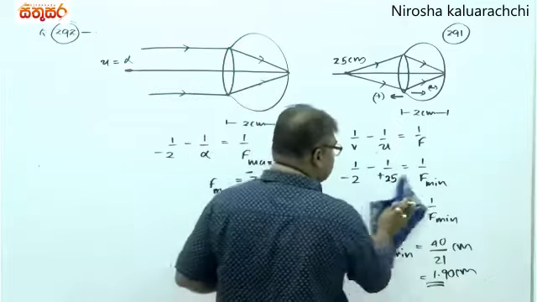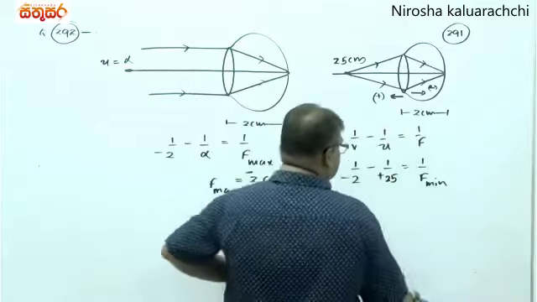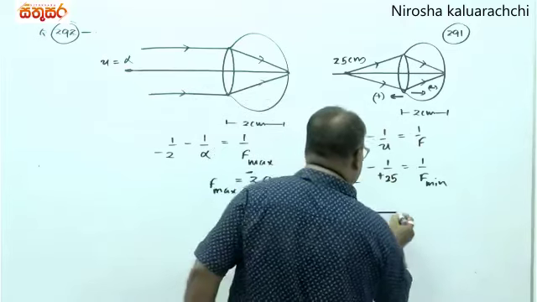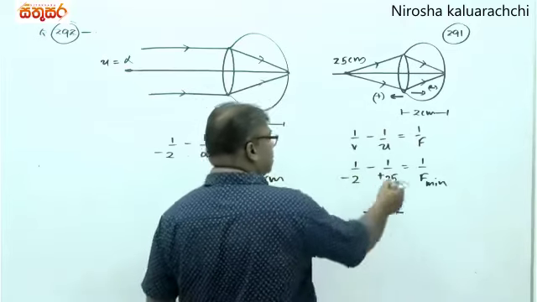This is the way of substitution, right? This is the minimum focal length ever. So you can't reduce the focal length further below that, right?